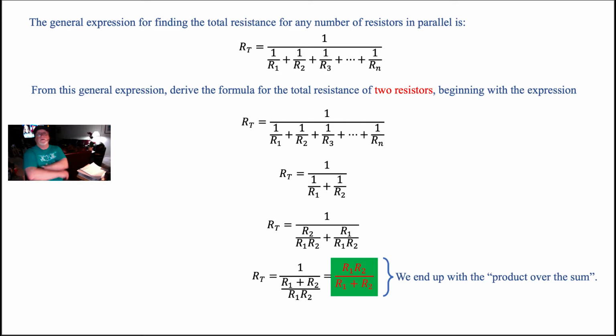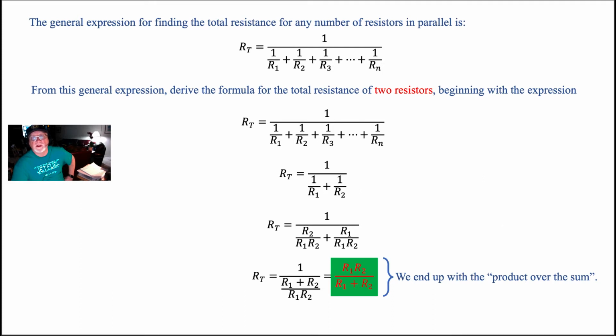So let's take a look here. First example: the general expression for finding the total resistance for any number of resistances in parallel is given by the general expression. From this expression, though, we can derive one of the special cases of a total resistance where we only have two resistors. Beginning with the general expression, we're going to limit ourselves to just R1 and R2. So we can simplify the general expression by getting rid of the rest of the terms in the denominator, and we end up with the total resistance equal to 1 over the reciprocal 1 over R1 plus 1 over R2.